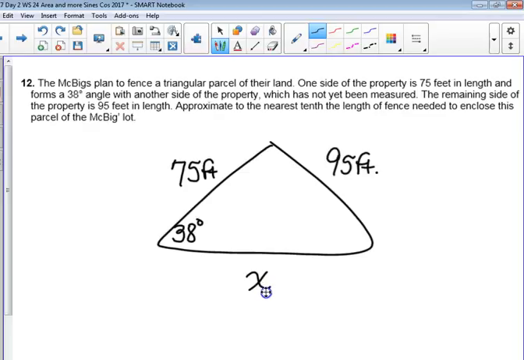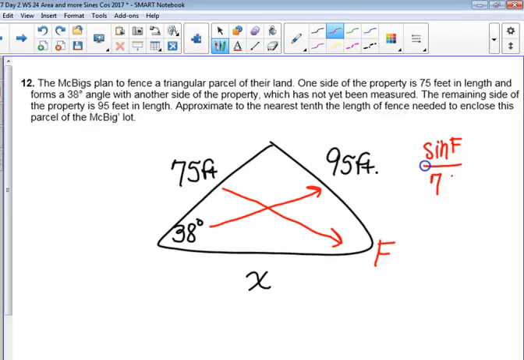So we need to find the perimeter eventually, yes? But what are we going to have to do first? We are going to have to do law of sines. We need to find this side, but we're in trouble. We can't find that directly, right? We're going to have to find this angle first over here. I'll call it angle F for first. How's that? So the sine of that first angle is across from 75, in the same way the sine of 38 is across from 95.